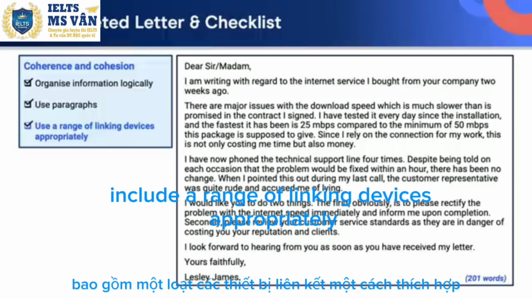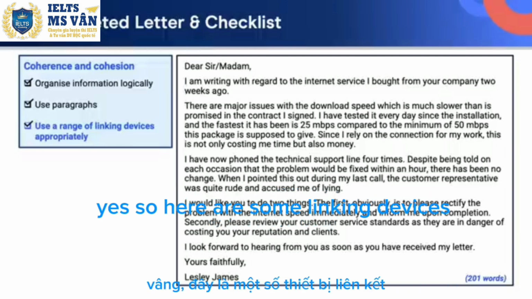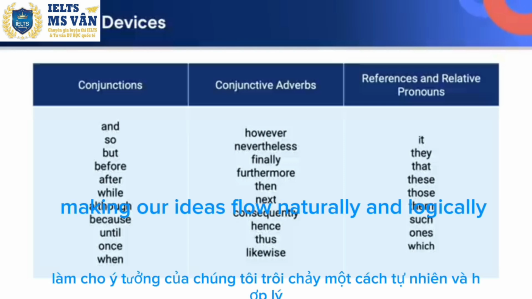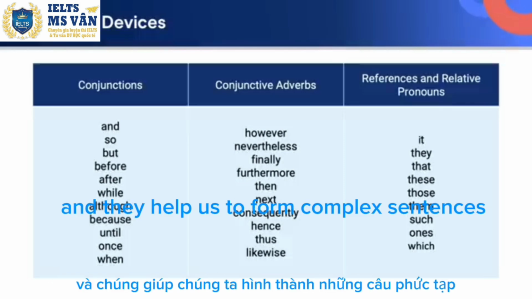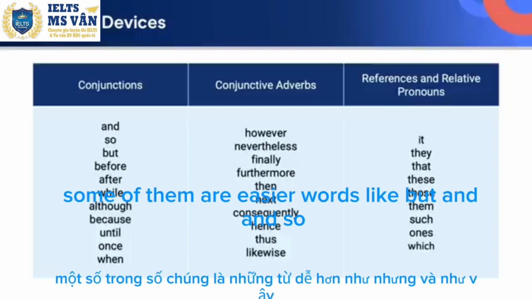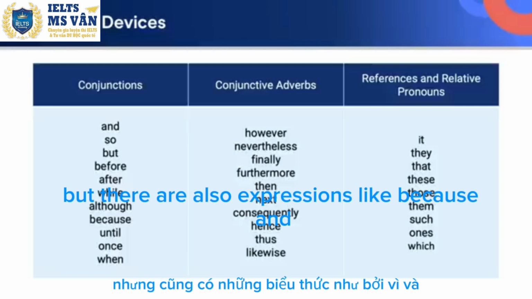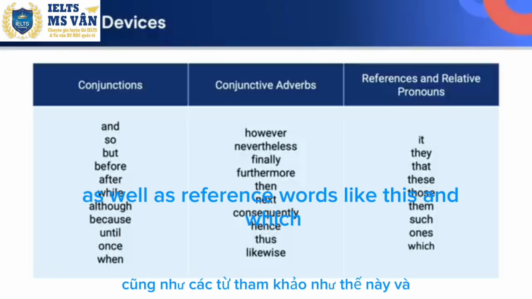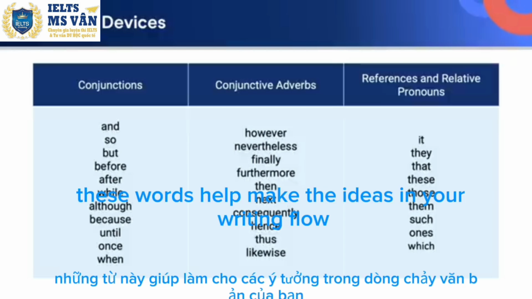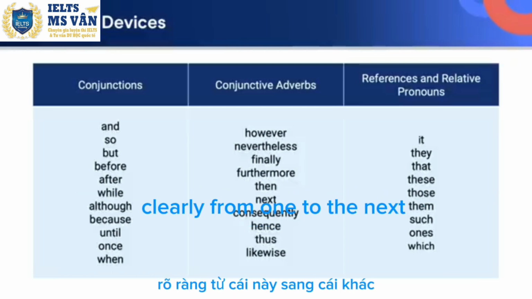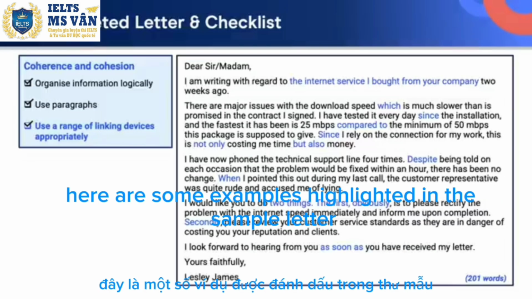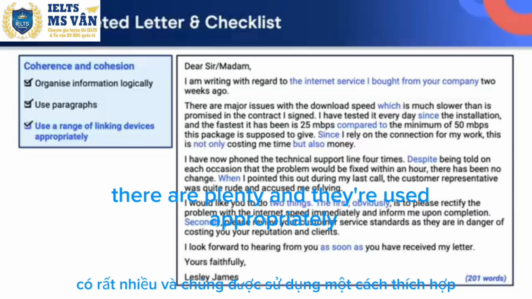Did the sample letter include a range of linking devices appropriately? Yes. So here are some linking devices. They connect our writing, making our ideas flow naturally and logically, and they help us to form complex sentences. Some of them are easier words like but, and so. But there are also expressions like because and not to mention, as well as reference words like this and which. These words help make the ideas in your writing flow clearly from one to the next. Be sure to use them effectively. Here are some examples highlighted in the sample letter. There are plenty and they're used appropriately.